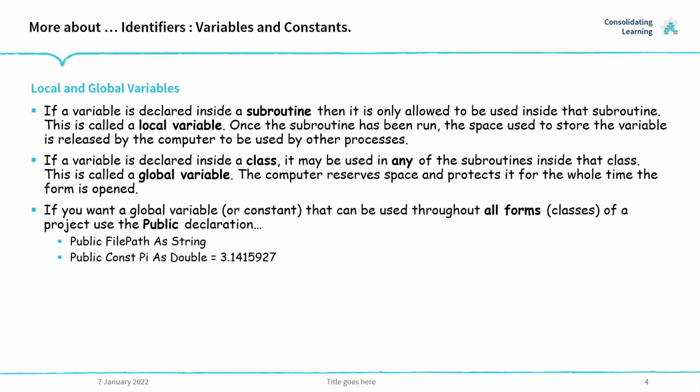If you want a global variable or a constant that can be used throughout all forms, classes, of a project, you need to use a Public declaration. So for example, Public FilePath As String. That's saying I'm going to store this as a global variable. This is the location as a text type. Or I might say Public Const, which is going to be something that never changes, Pi As Double, and it stores the value 3.1415927.